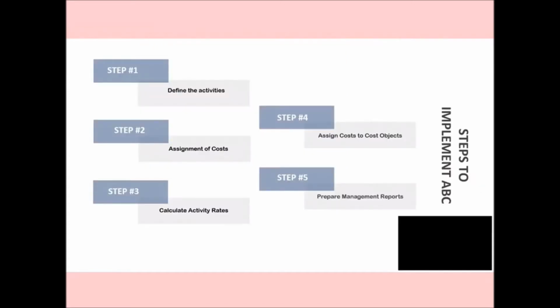There are 5 steps in total to implement activity-based costing. Step number 1 is to define the activities. Step number 2 is assignment of costs. Step number 3 is to calculate activity rates. Step number 4 is assign cost to the cost objects. And lastly, step number 5 is to prepare management reports.